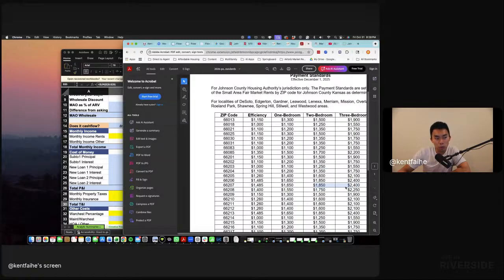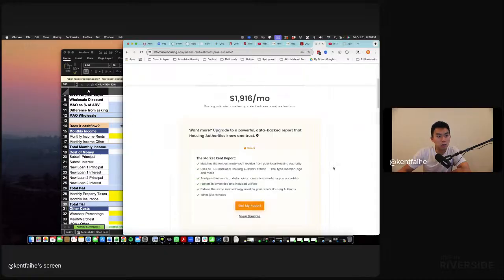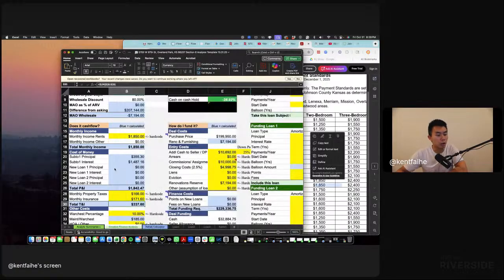When we get our maximum rent, we have $1,850 for a 2-bedroom versus $2,400 for a 3-bedroom. We're going to compare that against the market rent that we found right here on affordablehousing.com in the owner section, and that allows us to figure out which is the lower of the two. As a 2-bedroom right now, I'm taking $1,850 because that's my lowest number.